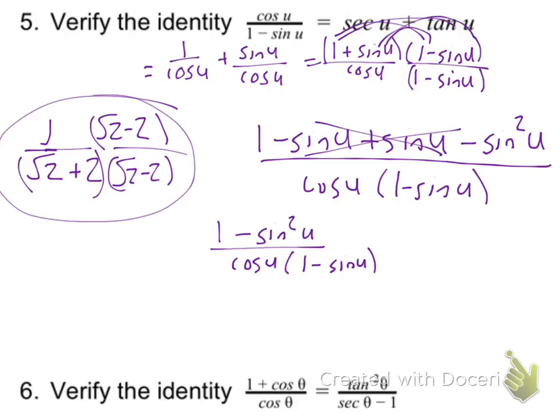Hey, wait a minute. Don't I want a 1 minus sine u on the bottom? I don't want that cosine on the bottom. I want a cosine on top. How am I going to get that cosine on top? I can't multiply by reciprocals. Excuse me, we just did this like 3 times, guys. What's 1 minus sine squared u? Cosine squared u.